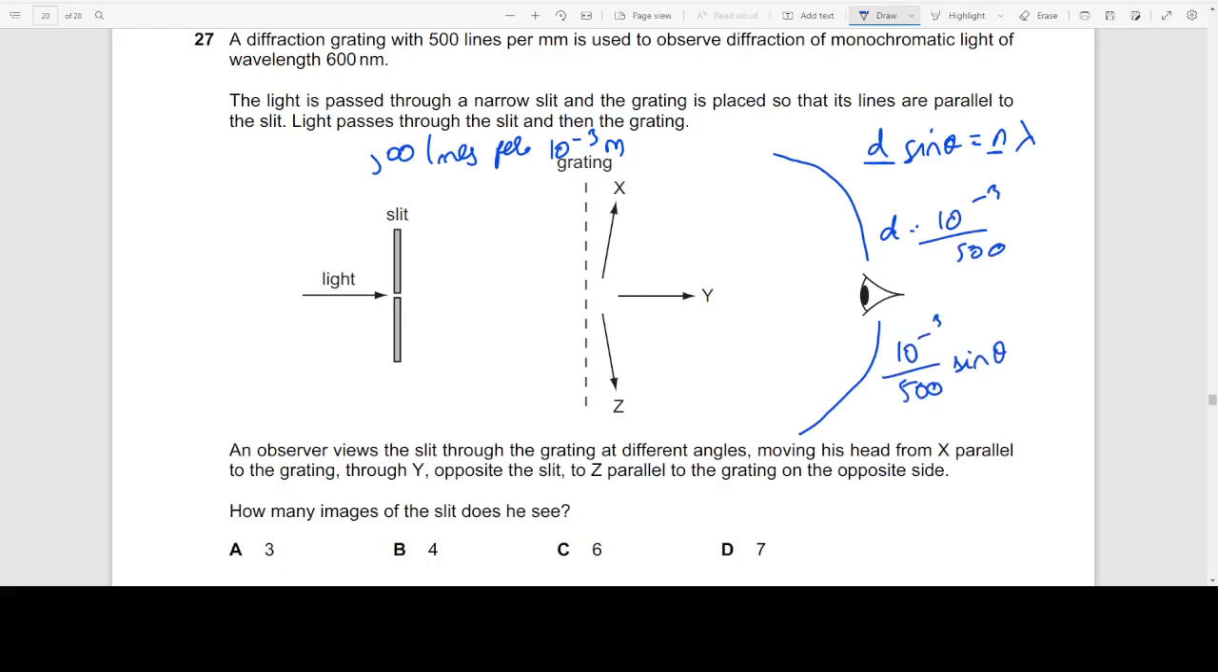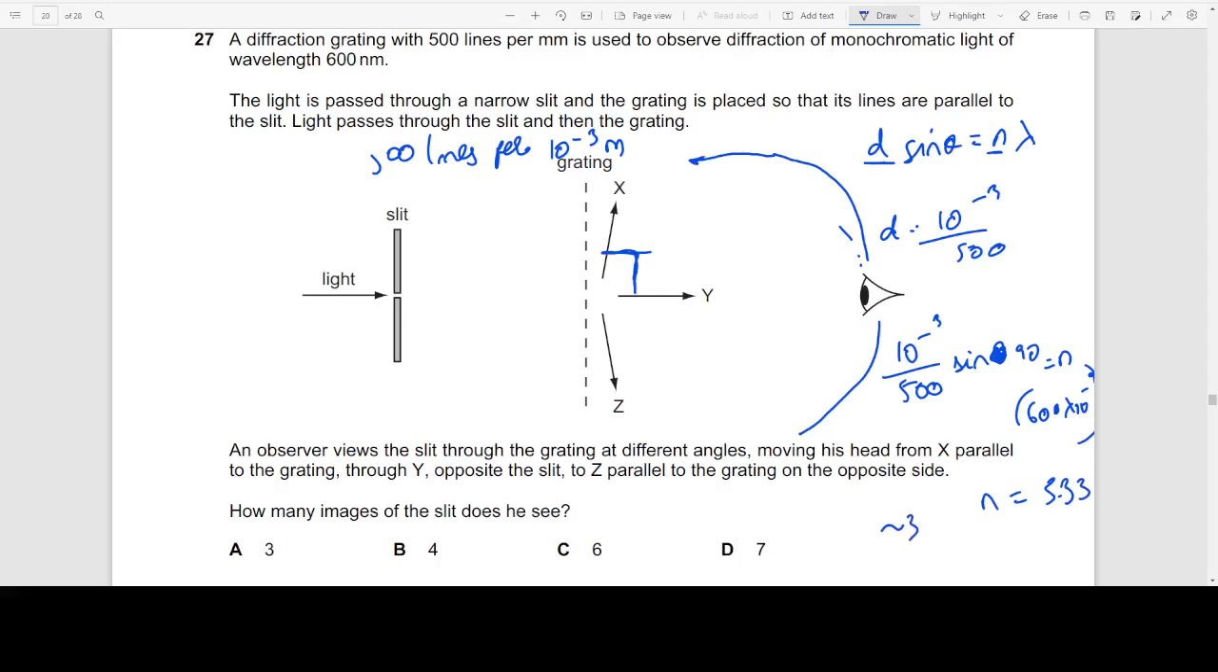For theta we just have to calculate the maximum number of images, correct? So we can take theta as 90 degrees, assuming this eye moves till here, so we just have to find the total number of images. So sine theta is sine 90, which is equal to n times lambda, where lambda is 600 nanometers, which is 600 into 10 raised to minus 9. So we get n as 3.3. Full images means it has to be a whole number, so we can take around 3.